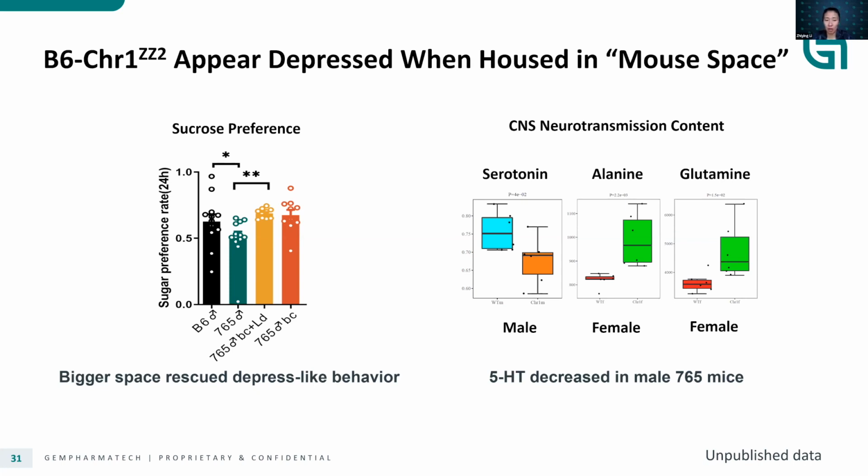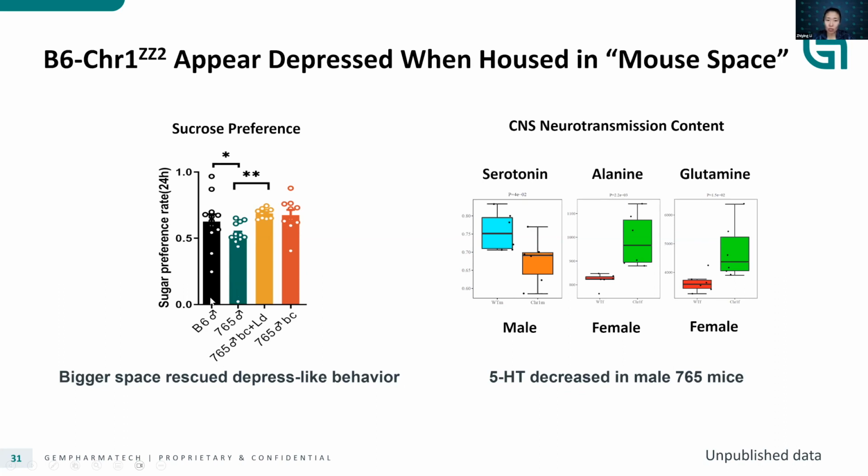At the same time, from the behavior perspective, if an animal prefers sucrose consumption, that means they are happy. They're enticed by the good taste of the sucrose. However, if the animal is under a depressive condition, they may not show the same type of sucrose preference as their wild type counterparts. As you can tell, these four groups of animals are all males, B6 males in black, the ZZ2 males in green.